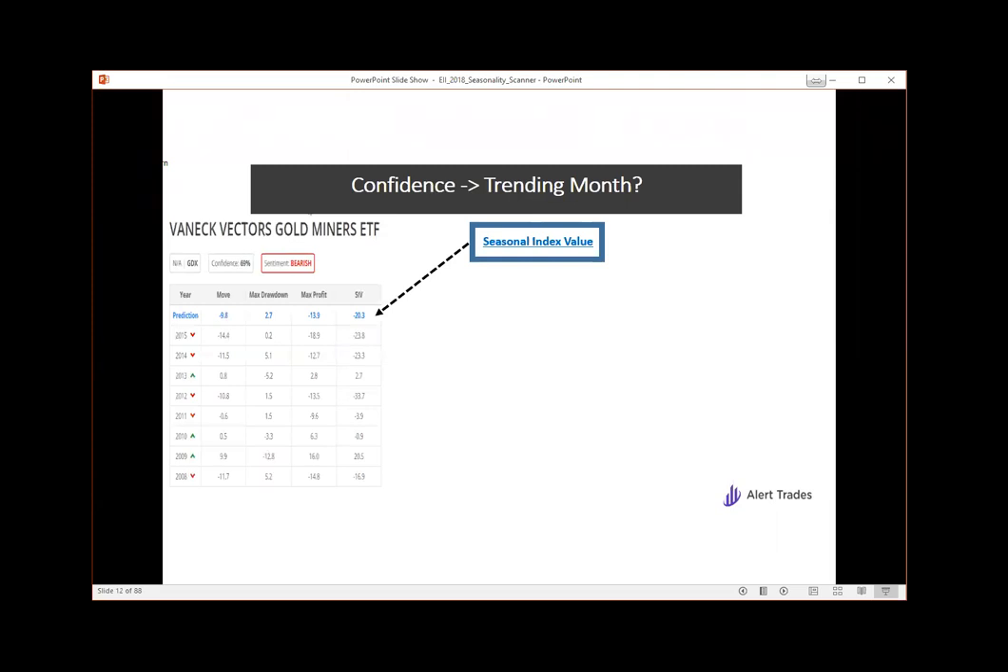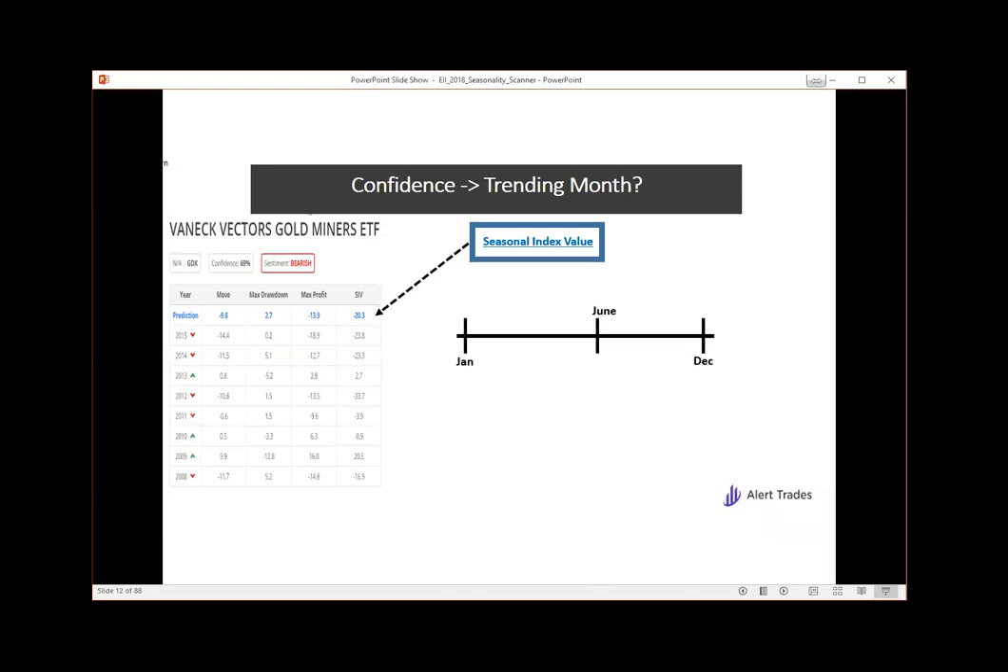So if the instrument trends that month and you've got a seasonality confidence value, that's good. Now you've got two things that basically tell you that you're going to make some potential money. And that's exactly what this value does. The SIV value stands for seasonal index value. From a high level, it tells you if the instrument's going to move or if it's going to go sideways. You want the instrument to move. If it doesn't move, then you're not going to make much money at all.